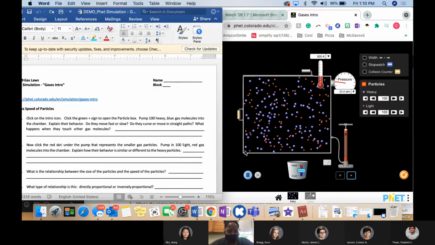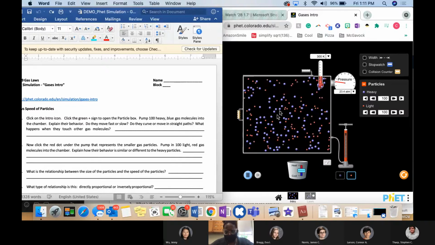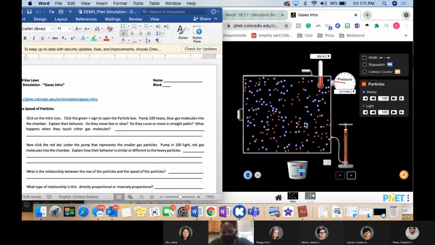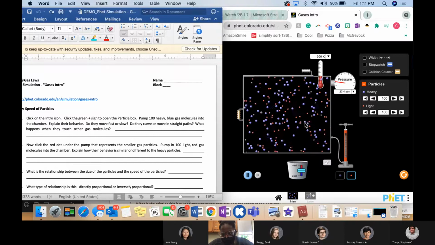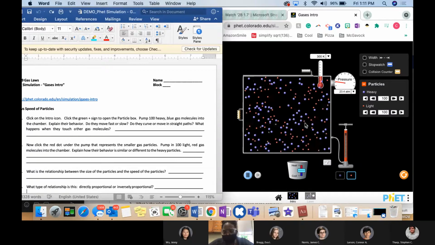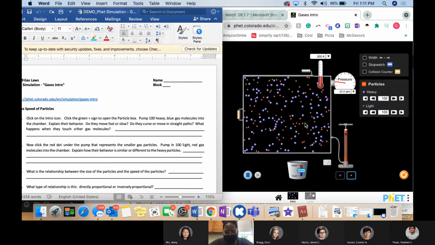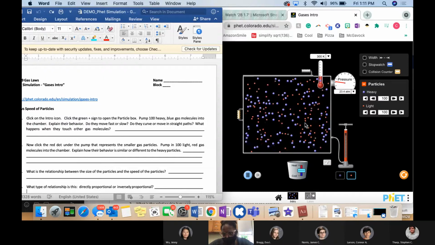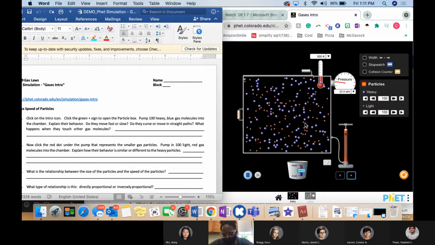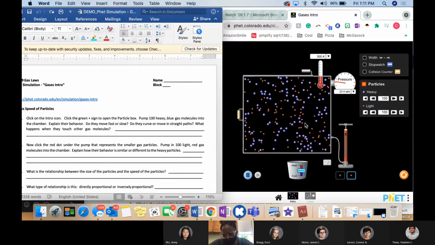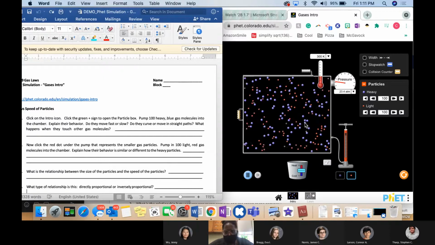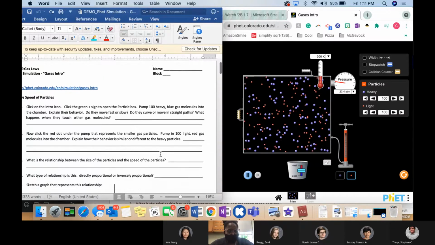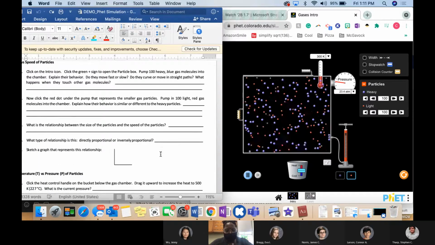All right, so let's describe how their behavior is similar or different than the heavy particles. Look at their speed. What will we say about their speed? Are they moving faster or slower? Yeah, they're going pretty fast. They're moving faster. Are they moving in a straight line? Look closely. They are. They're just bumping off of everything. Because by the time they start going in a straight line, they bump up against something else. Don't forget to compare their behavior to the heavy particles.